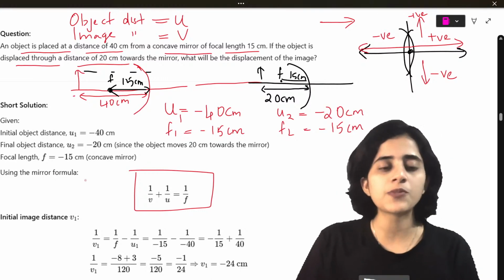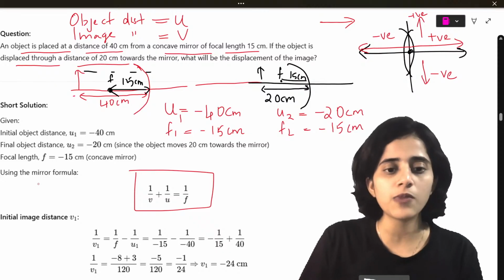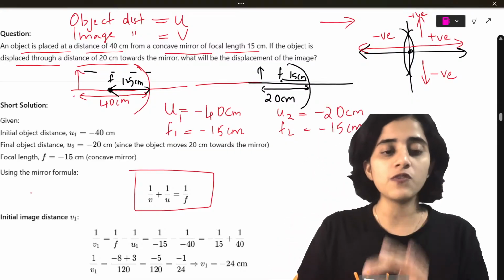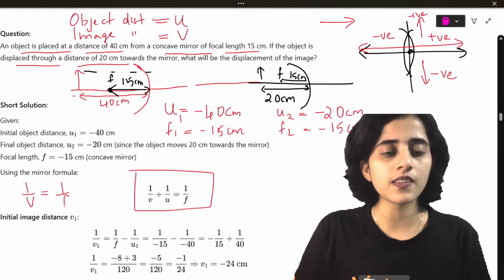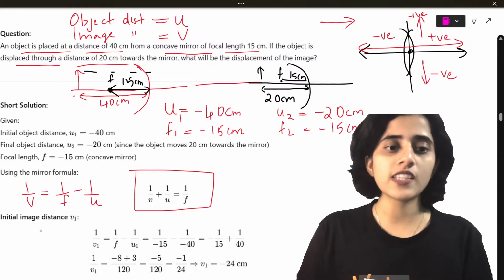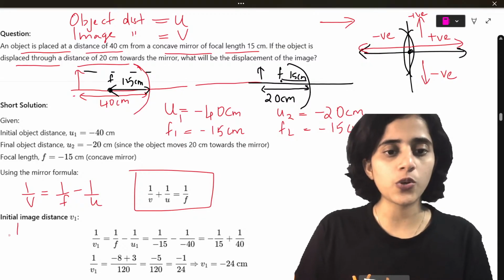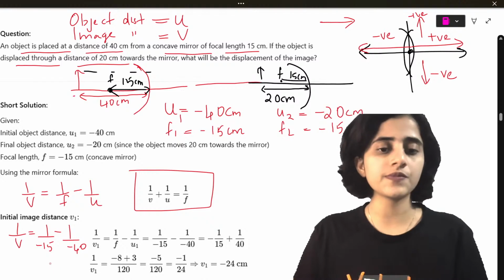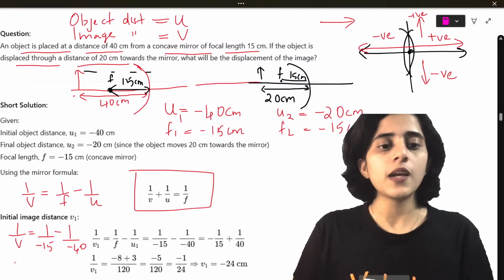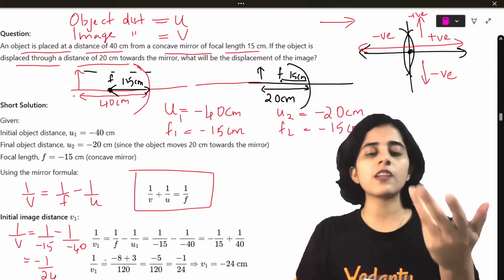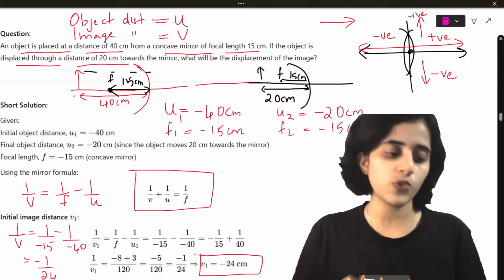Now let's substitute. We have to find out image distance, which is 1 by V. So 1 by V will be 1 by F minus 1 by U. 1 by V is 1 by minus 15 minus 1 by minus 40. If you do the math, you will get minus 1 by 24. So, V will be minus 24.